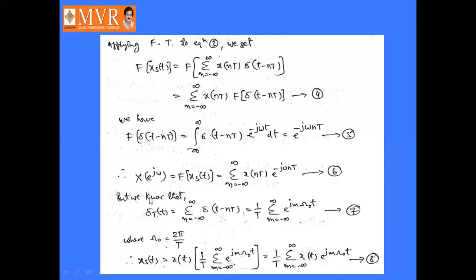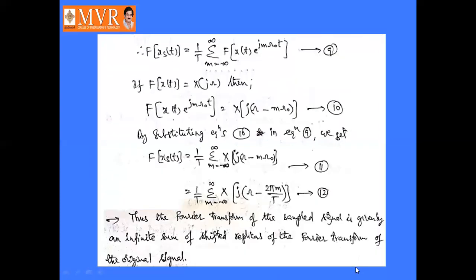But we know that delta T of t, the train of impulses, is equal to sigma n equal to minus infinity to infinity delta of t minus nT, which is equal to 1 by T into sigma m is minus infinity to infinity e power j m omega naught t, which is equation number 7, where omega naught is 2 pi by T. Therefore, xs of t is equal to x of t multiplied by delta T of t, that is 1 by T into sigma m is minus infinity to infinity e power j m omega naught t, where omega naught is replaced by 2 pi by T. Or we can write this as 1 by T into sigma m equal to minus infinity to infinity x of t into e power j m omega naught t, which is equation number 8.